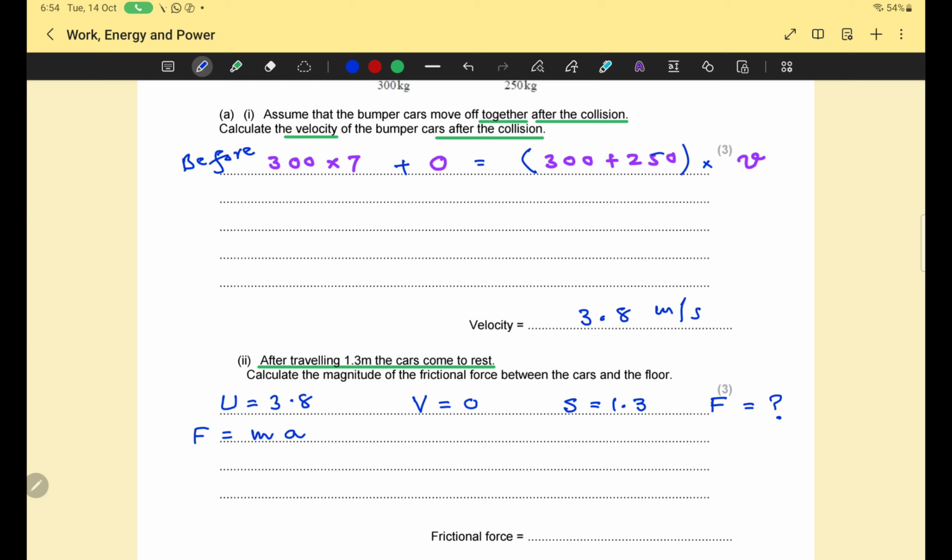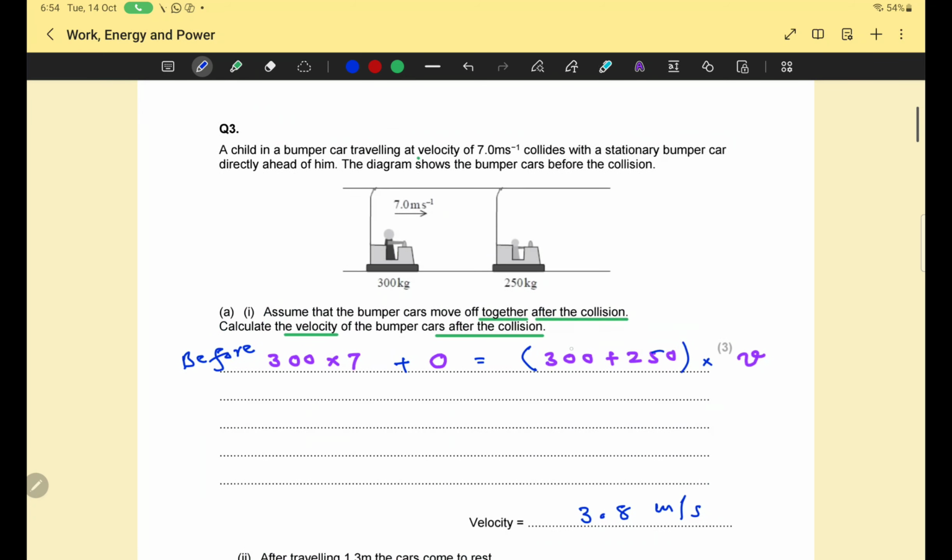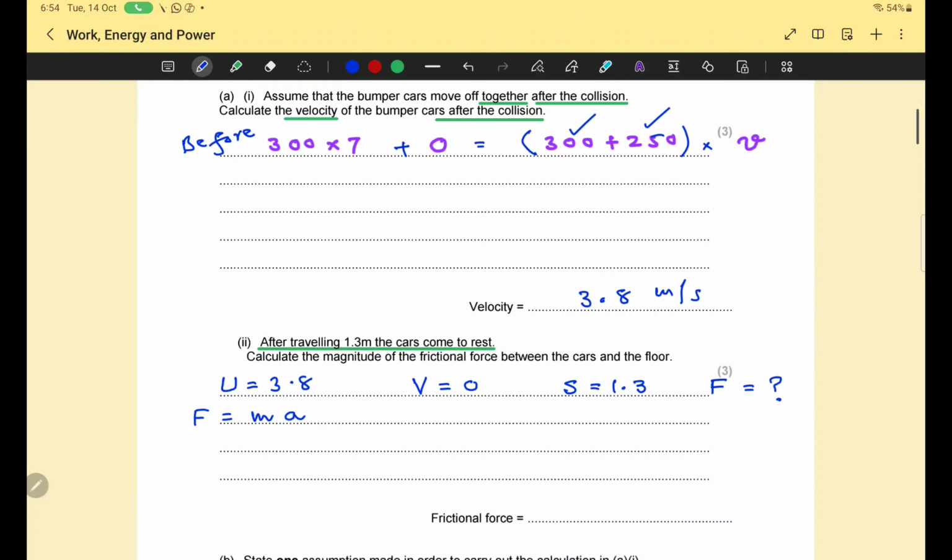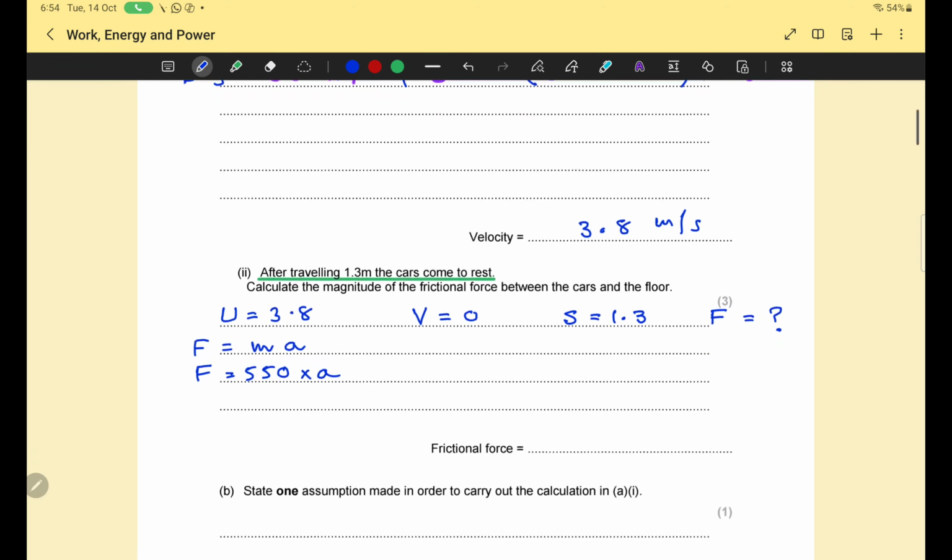After collision they are moving together. ठीक है जनाब, they are moving together, so we will use combined mass. 300 plus 250, sir, it is 550. But we do not know acceleration. ठीक है ना? एक्सेलरेशन नहीं पता. सर एक्सेलरेशन के लिए टाइम चाहिए, टाइम नहीं पता.